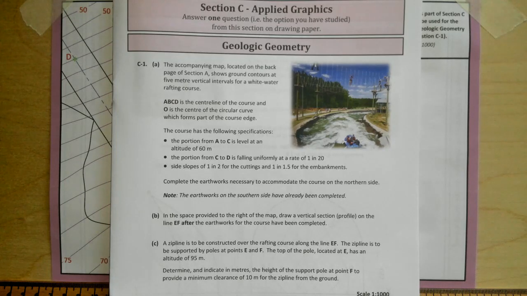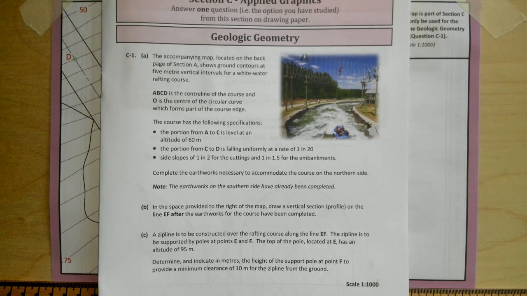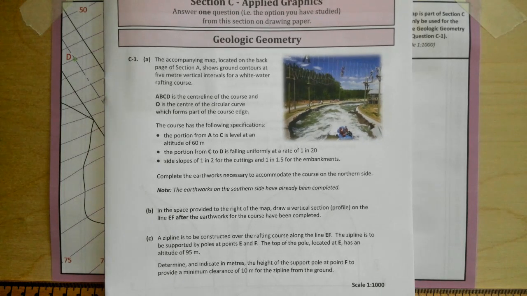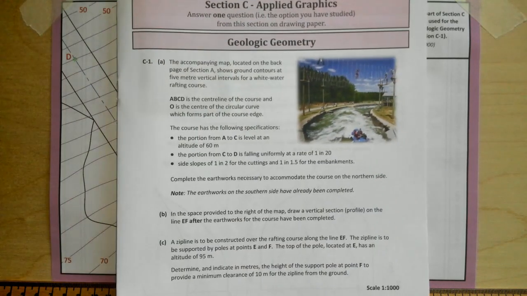ABCD is the centre line of the course, and O is the centre of a circular curve which forms part of the course edge. So we've ABCD and O there in the middle. The course has the following specifications. The portion from A to C is level at an altitude of 60 metres. Okay, so the circular bit as well.